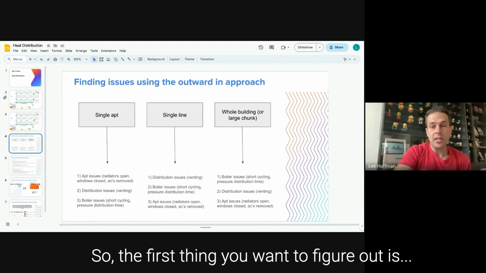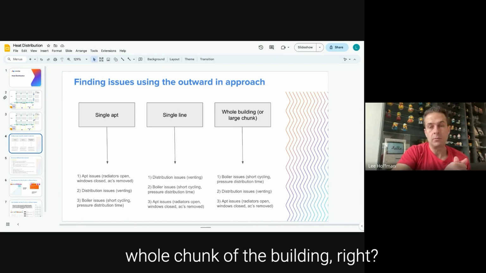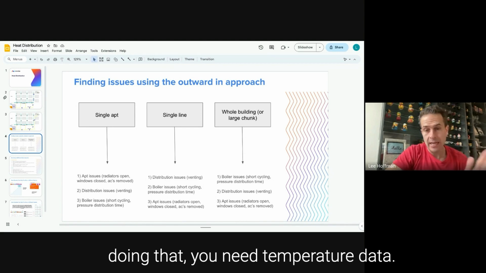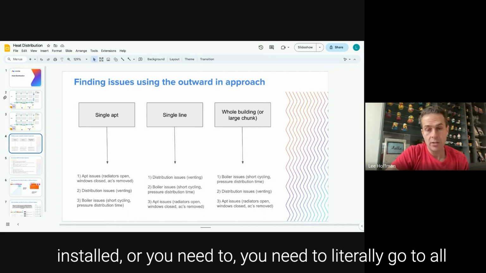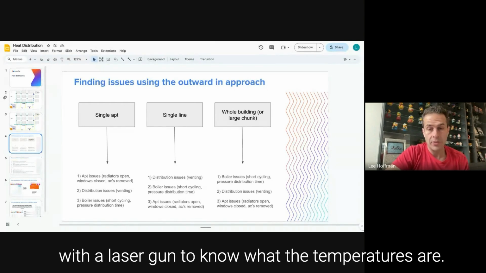So the first thing you want to figure out is single apartment, single line, or a whole chunk of the building, right? And then while you're doing that, you need temperature data. Either you're using sensors that are already installed, or you need to literally go to all the apartments and actually measure them with a laser gun to know what the temperatures are.